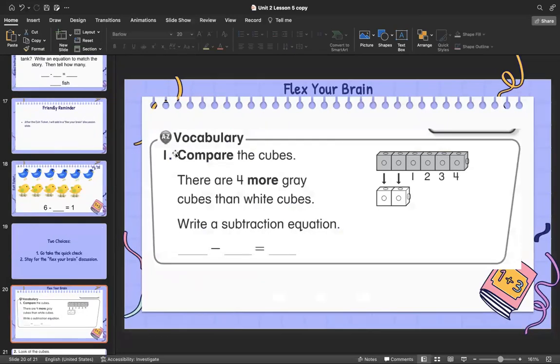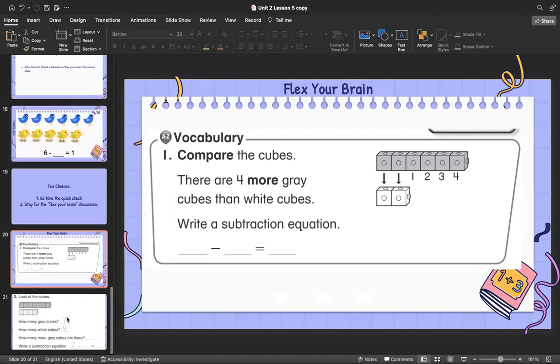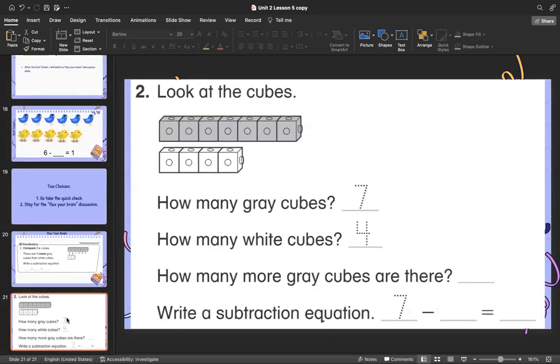Flex your brain. Keep in mind the words in bold are usually specific to understanding. Those are key vocabulary words that you want your child to know. So pause. And last but not least, pause.